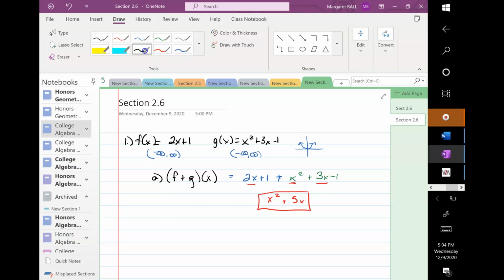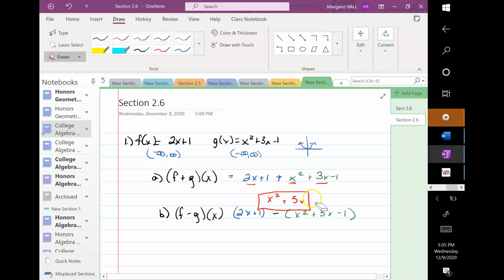You're done. Okay, now part B, let's subtract the two functions. So you're going to take those two functions, 2x plus 1, and this time you're going to subtract. Now notice I'm going to use parentheses here. That's really important because of the subtraction. Don't mess it up by not using parentheses.